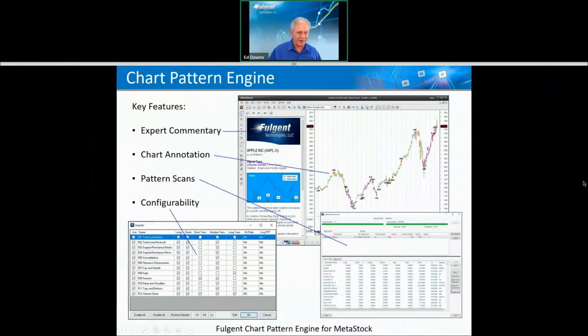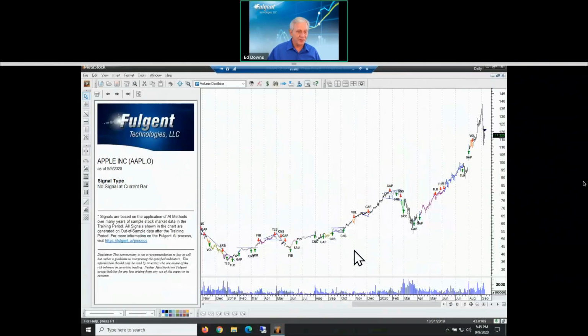You've got the expert advisor, you've got the annotation of the charts. By the way, the color that you see, I didn't mention this earlier. The color is where the pattern formed. So when there's a volume climax, a gap, support resistance, whatever it is, it's going to show you the bars over which that pattern formed.